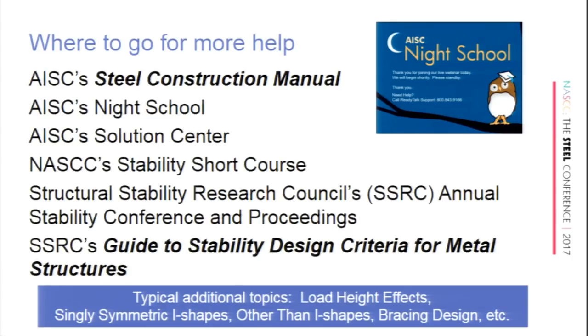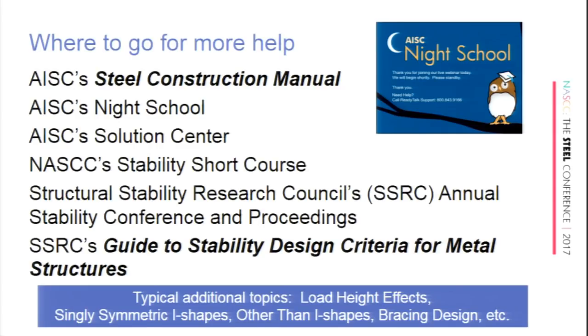Structural Stability Research Council Annual Stability Conference and Proceedings. The SSRC Annual Stability Conference runs along with this conference, so if you see an interesting topic there, you can go as an AISC member and download the proceedings and read more about the most current research that's going on in this area. And then finally, the Guide to Stability Design Criteria for Metal Structures has just a plethora of information on these topics.